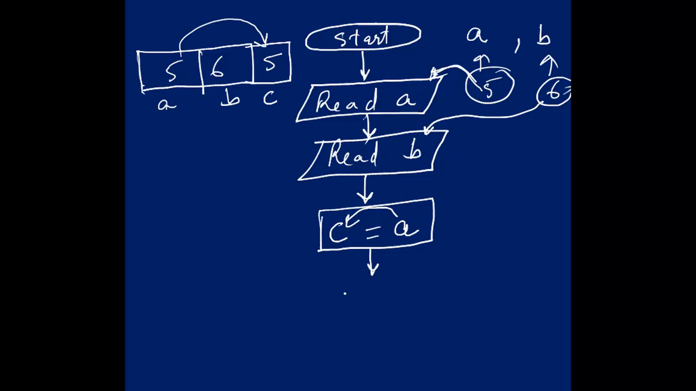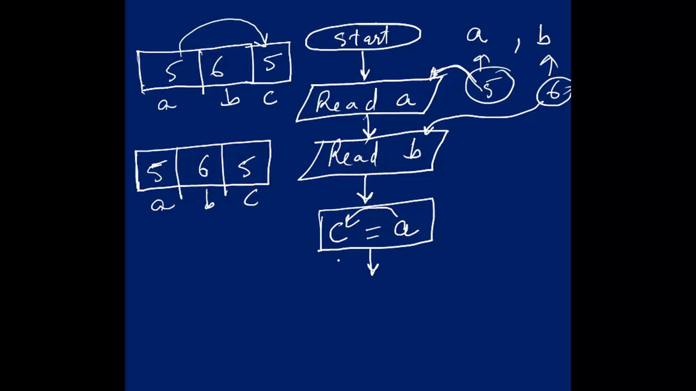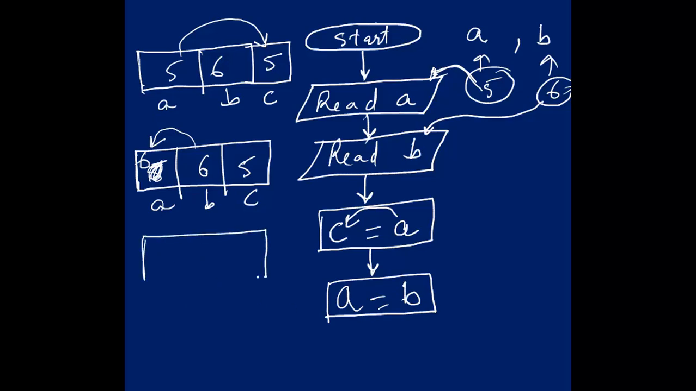Now what will I do? I will assign the value of B into A. This is A, this is B 6, and this is C, and it is 5. A is also 5. I will write here A is equal to B. Whatever the value present in B, I will assign that value to A. So this 6 will come in A. So this 5 will get deleted and this 6 will come here.